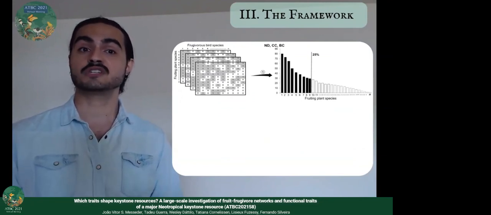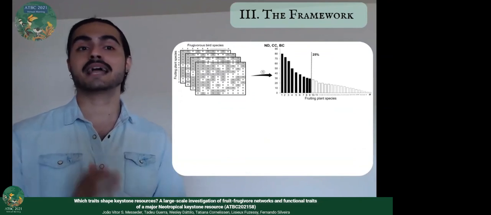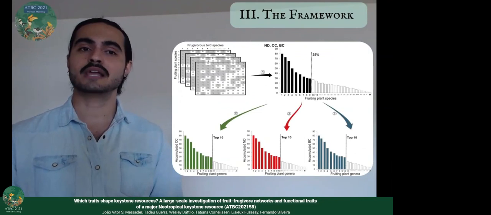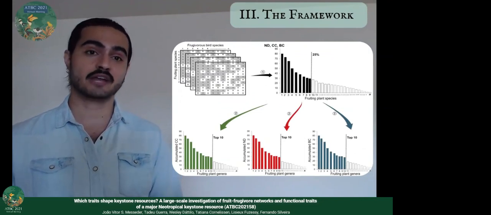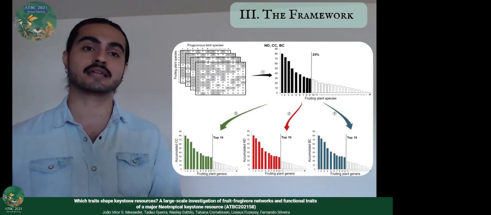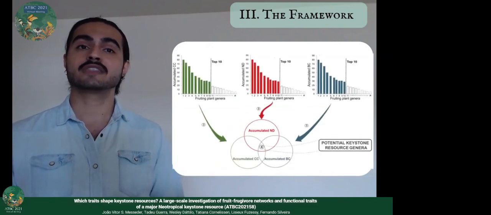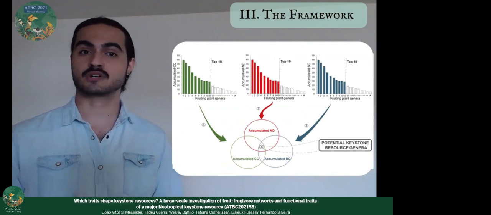We order the species from high to low and select the top quartile of species. We then calculated the accumulated values for each plant genus represented for each centrality and selected the top 10. And then, based on the intersection, these genera were the main potential keystone resources.